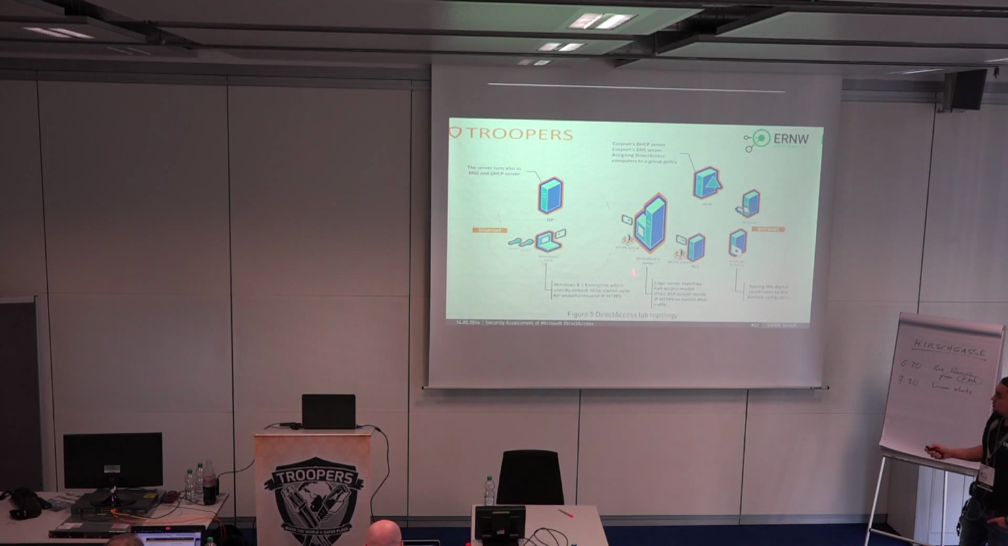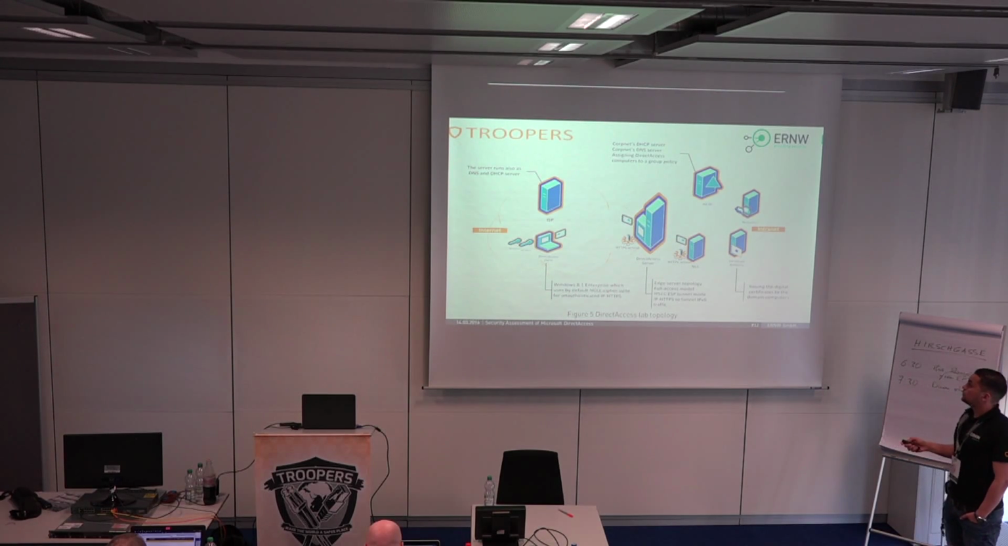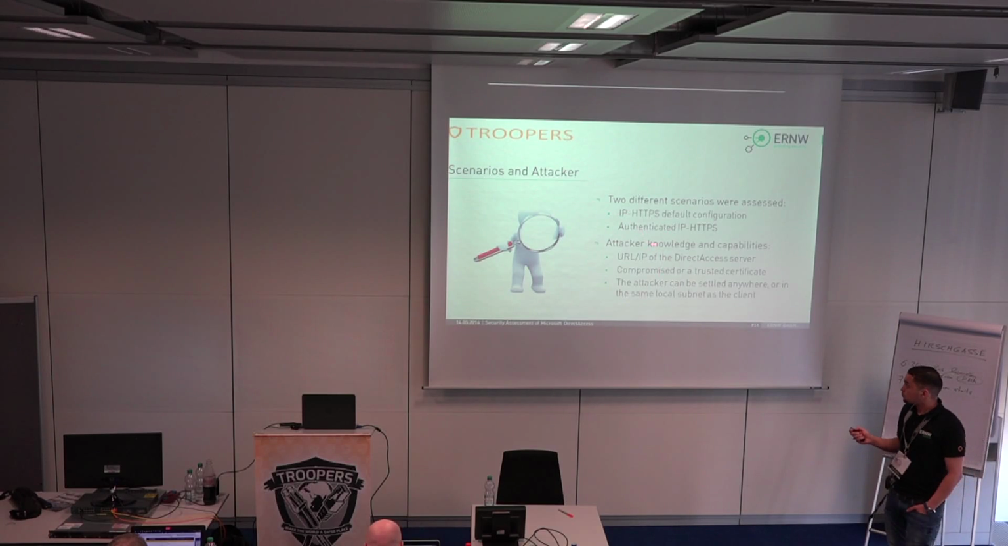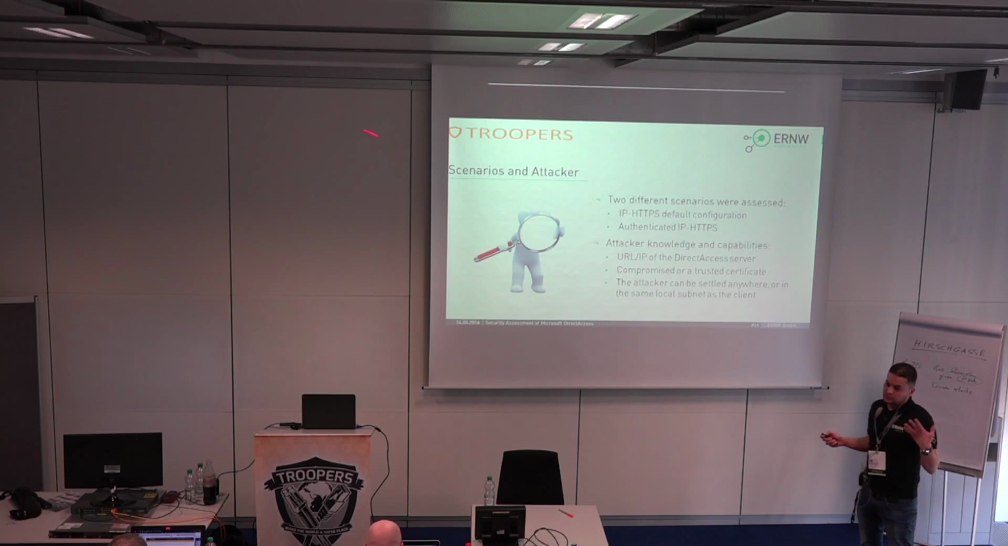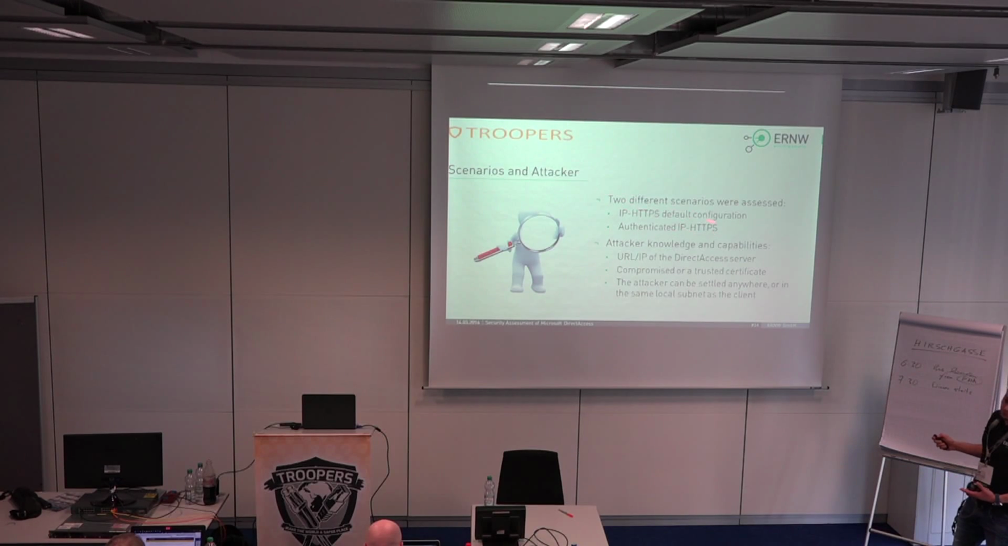And the topology here faces the internet without a DMZ zone or any firewall in front of it. So the assessment, as I said, covered two different scenarios. The first one is the default configuration for the IP-HTTPS tunnel, and in this scenario there is no need for any authentication. So any IP-HTTPS capable device can directly connect to this DirectAccess server.